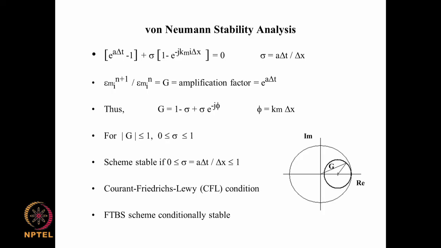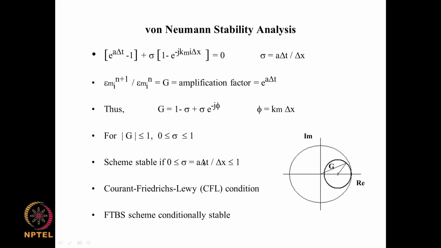So, from this we can say that the FTBS scheme is conditionally stable, in the sense that only when sigma is less than 1, given that sigma is a delta t by delta x, and we are assuming a, the wave speed, to be a positive quantity. So sigma is always positive. If sigma is between 0 and 1, then this is stable.